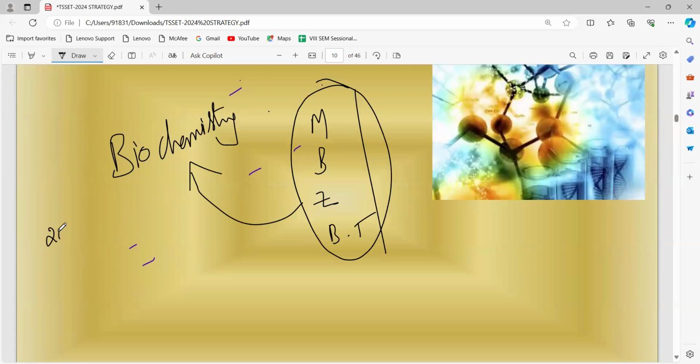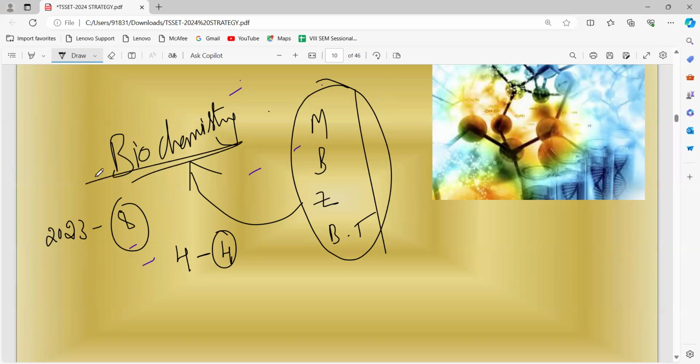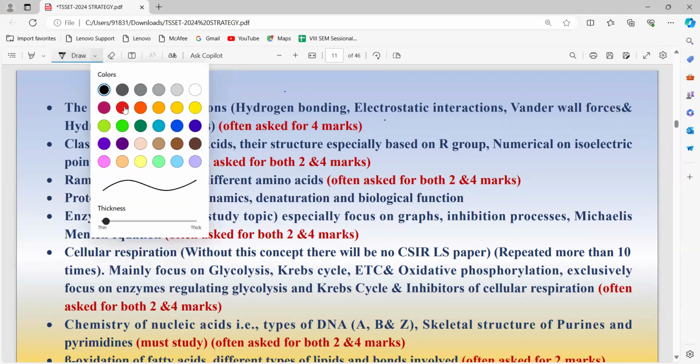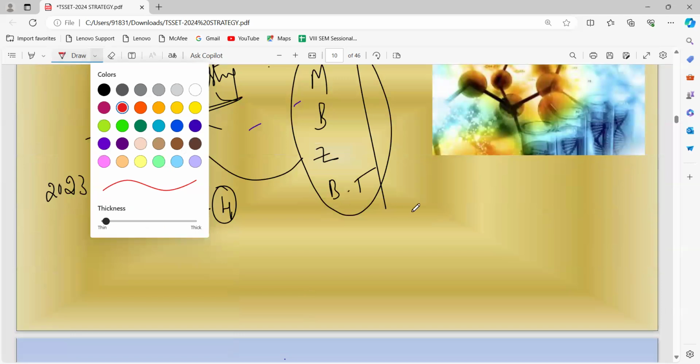If you look at your 2023 question paper, 8 questions appeared from biochemistry alone. And among the 8 questions, 4 questions were a little difficult and 4 questions were a little straightforward. That's why under any circumstances, you should not skip the biochemistry lesson. Now, what are the most important topics? I'll summarize here itself, friends.